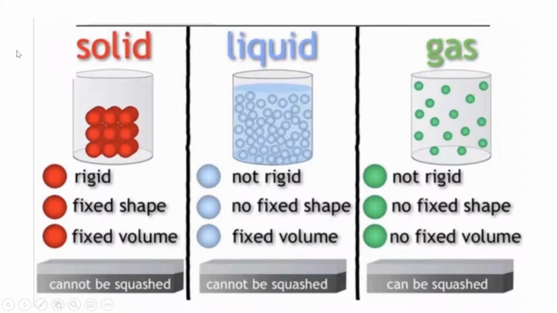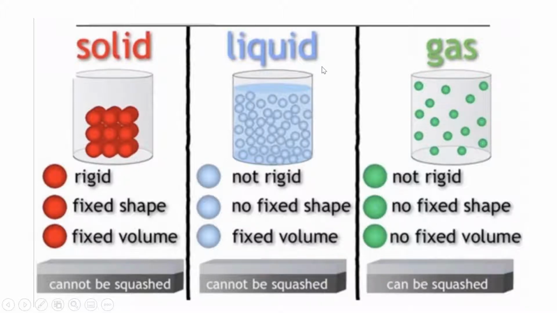So here is an image that I found online, and it talks about solids. You see how the molecules, so the atoms, are all close together and tightly packed. This is rigid. It is a fixed shape, like your rock. That rock is not going to change its shape. It has a fixed volume. That means the volume will not change. It cannot be squashed.